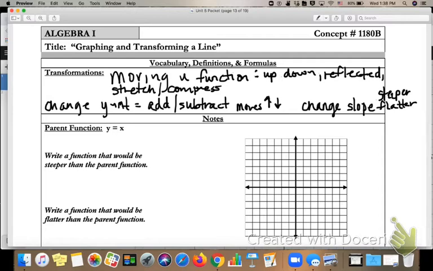The parent function below says y equals x. This is the original function. It's not always going to be y equals x, but whatever your original function is going to be called your parent function.